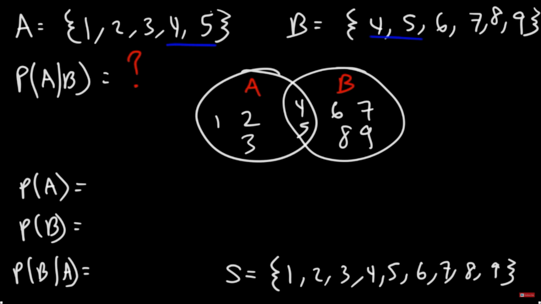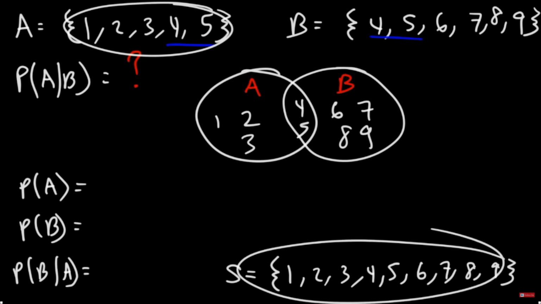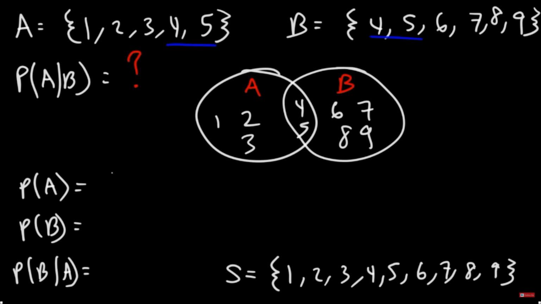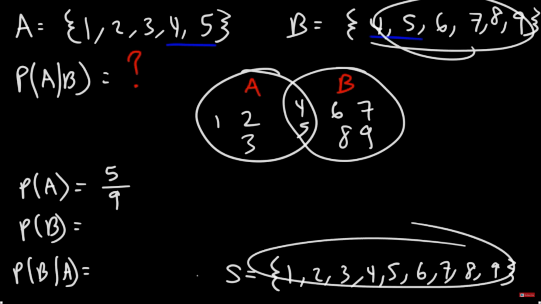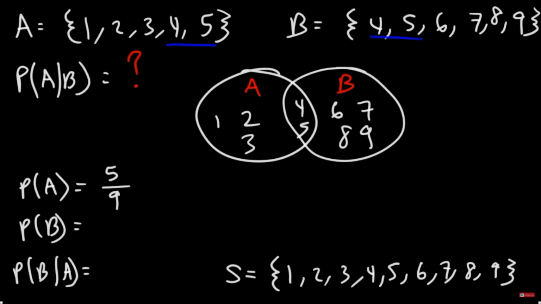So A has 5 out of the 9 possible numbers that we can choose from. So the probability that event A will occur, assuming that each number has an equal chance of being drawn out of the bottle, is going to be 5 out of 9. Now B has 6 numbers out of the 9 numbers here. So the probability that event B will occur is 6 out of 9.